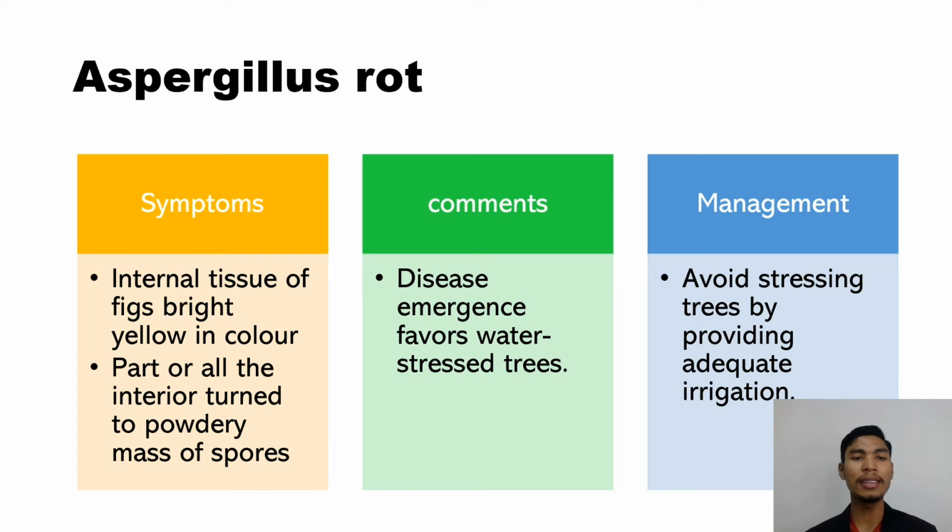Next is Aspergillus rot. The symptom usually is internal tissue of the fig bright yellow in color, and part or all of the interior turns to a powdery mass of spores. As for common, the disease emergence favors water stressed trees, and usually we will manage by avoiding stressing trees by providing adequate irrigation.